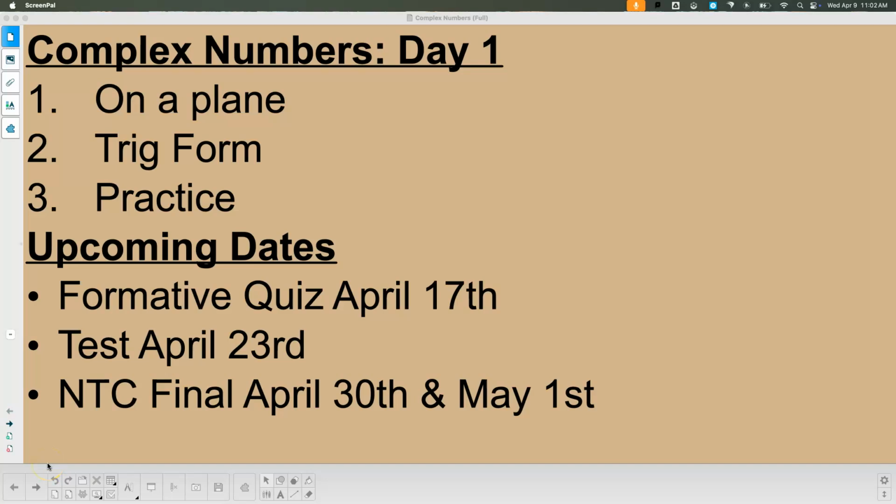So, some upcoming dates while you're getting out your own notes for this. We will have a formative quiz on April 17th. That is Thursday of next week. Okay? And then we're off of school the 18th and the 21st. Okay? We will have the test on this unit the 23rd, which is the following Wednesday.